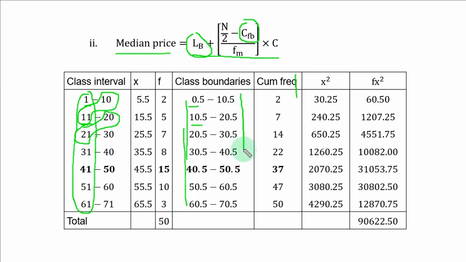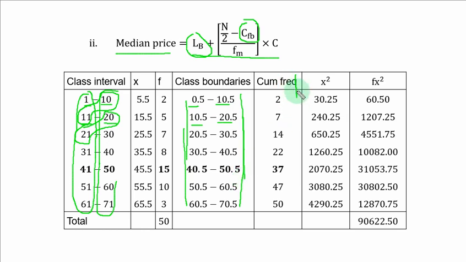To get the upper class boundary, you add the boundary value to the upper class limit. So 10 plus 0.5, you have 10.5. 20 plus 0.5, you have 20.5 and so on.